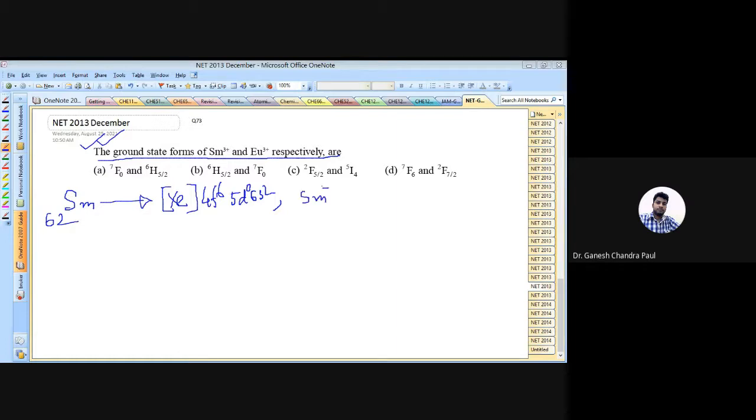Now if it is the samarium 3+ ion, what will be the valence electron configuration? It is xenon 4f5, with 5d0 as well as 6s2 also 0. So two electrons are removed from the 6s orbital and another one electron from the 4f orbital. If you try to find out the total spin value, it is coming around 5 by 2.